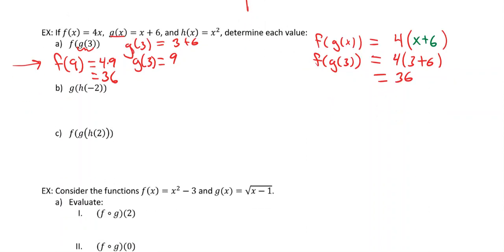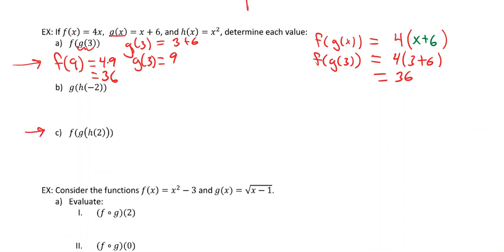Okay, so let's do this one. Actually, can you guys do this one? I'll just pause there for a second. Can you guys find f of g of h of 2? Okay, so this one's not going to be as bad as you think once you get the process down. So we start from the inside and we work our way out, just like normal algebra, right? You start at the inside and you work your way out with brackets.